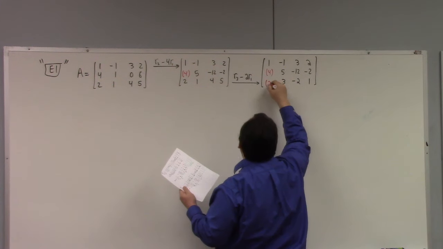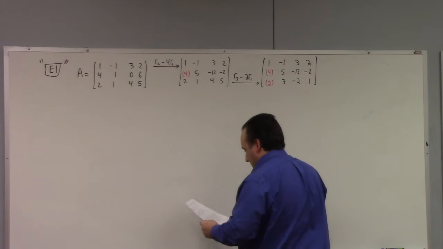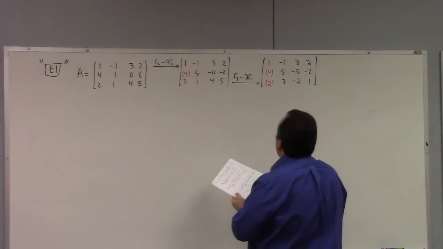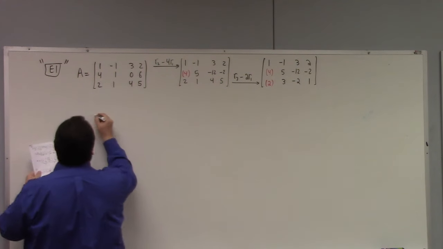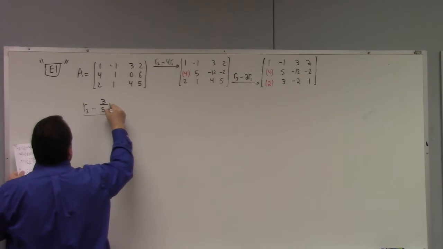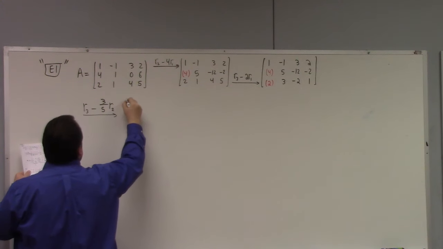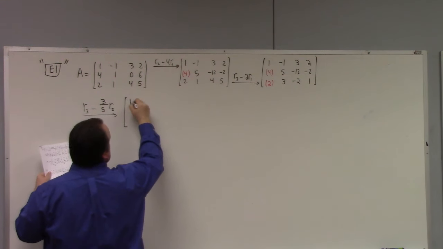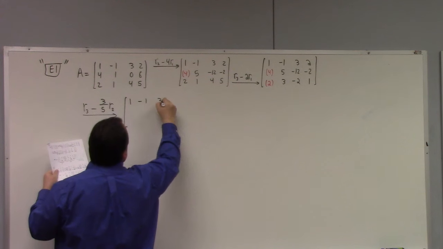A 2 in parentheses, right? Okay, good. Next up, we do R3 minus 3/5 R2. That gets me 1, -1, 3, 2 for my top row.